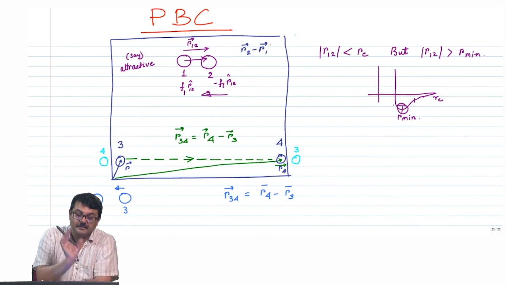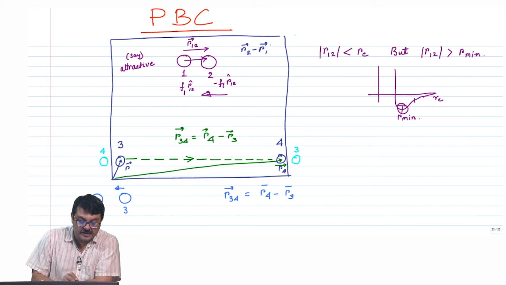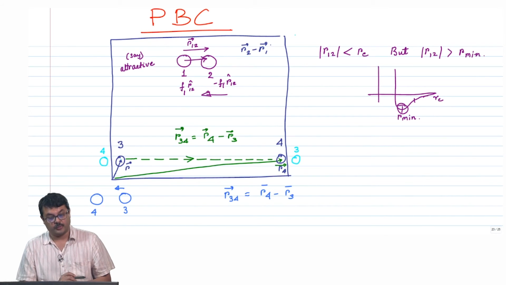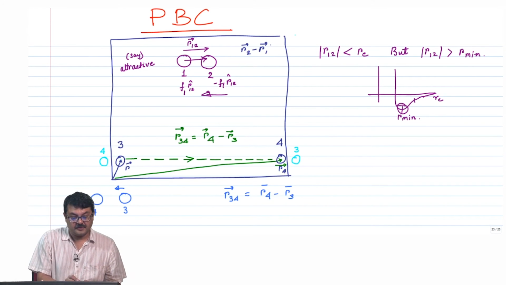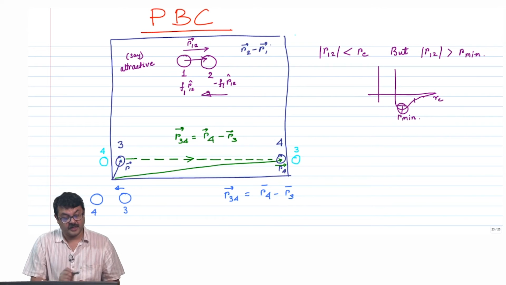But imagine the same situation with essentially box particle number 3 and 4, right. So, if they are close to each other, 3 and 4 are close to each other.